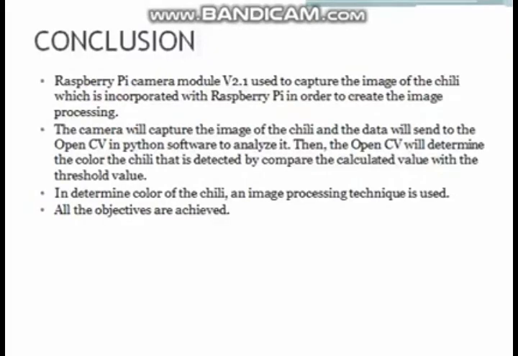As a conclusion, the Raspberry Pi camera module V2.1 is used to capture the image of the chili, which is incorporated with the Raspberry Pi in order to create the image processing. The camera will capture the image of the chili and the data will be sent to OpenCV in Python software to analyze it. Then OpenCV will determine the color of the chili detected by comparing the calculated value with the threshold value. In determining the color of the chili, an image processing technique is used, and all the objectives are achieved.